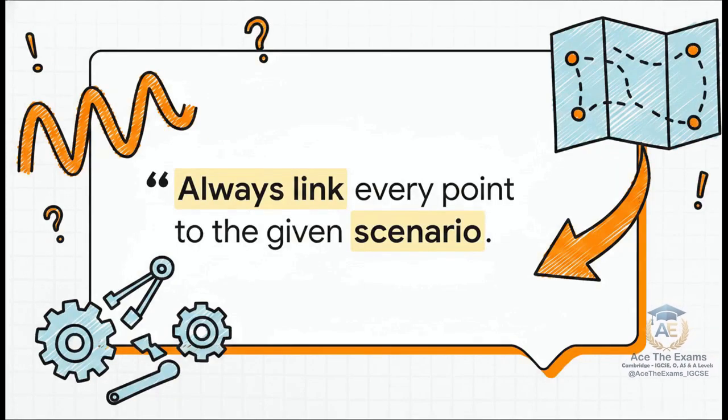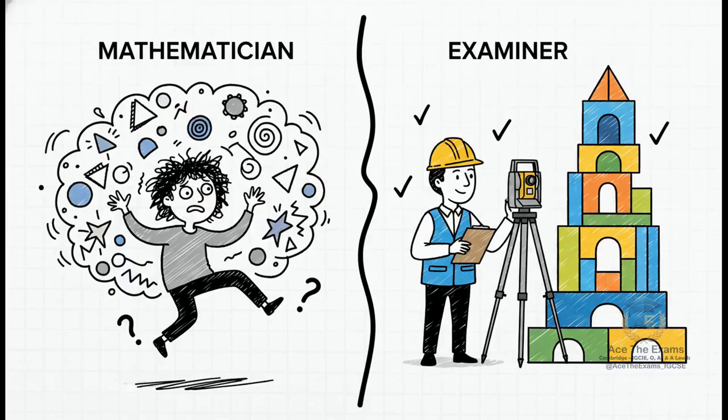If you take absolutely nothing else away from this mission, let it be this massive examiner alert straight from mission control. Always link every point to the given scenario. A function without context is just an abstract string of numbers floating in space. To secure top-tier marks, you must prove you understand why the function behaves the way it does within the boundaries set by the examiner. So, I leave you with this final thought before we log off.